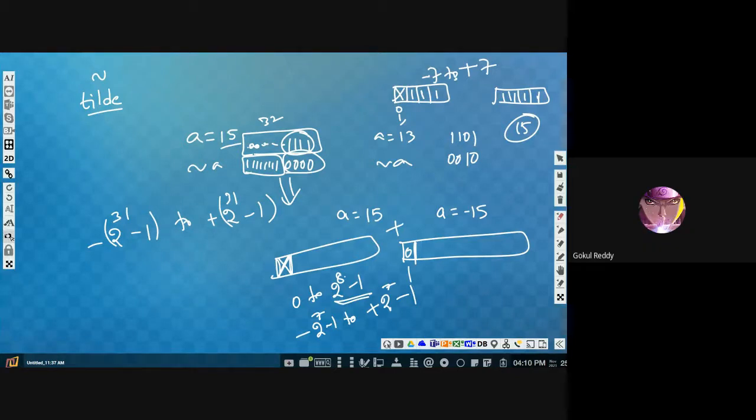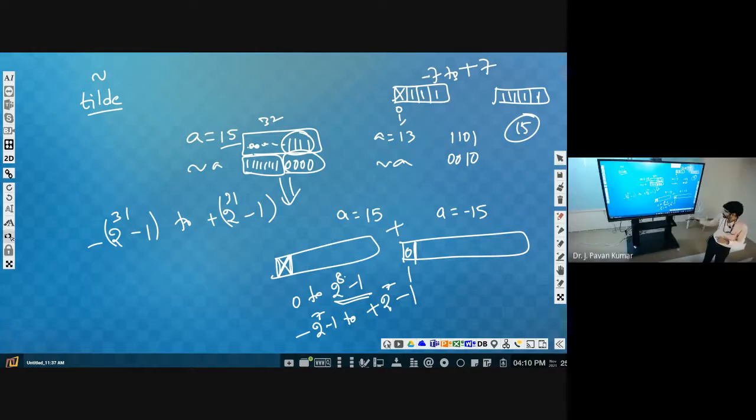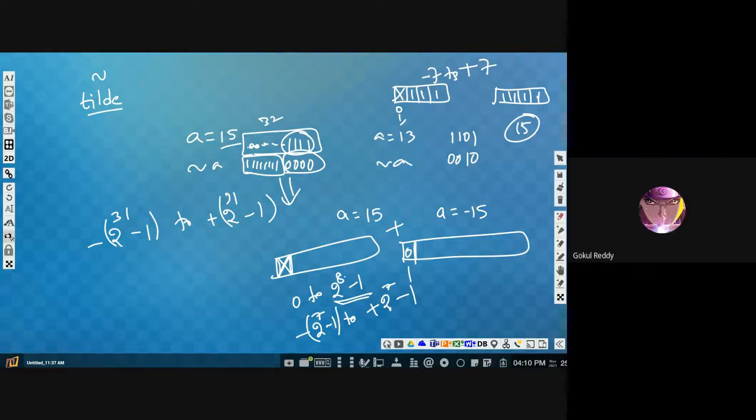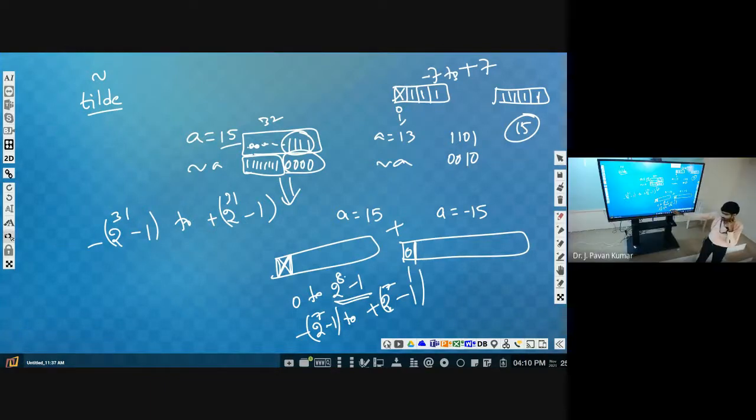Plus 1 or minus 1? Minus 2 power 7 minus 1. Why? Because if 4 bits are there, 2 power 4 minus 1 is the maximum value that we can store. 3 bits, 2 power 3 minus 1, that is the maximum value, right? Like that, 31 bits only we are using for storing the actual value, remaining 1 bit for sign.